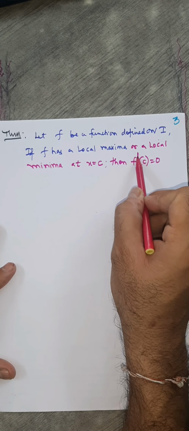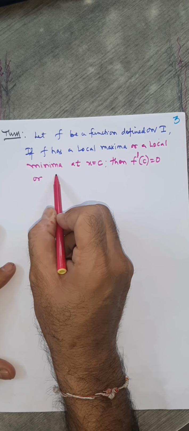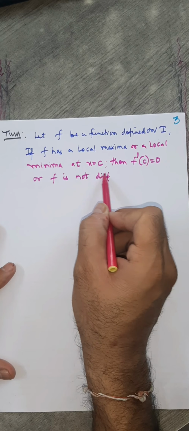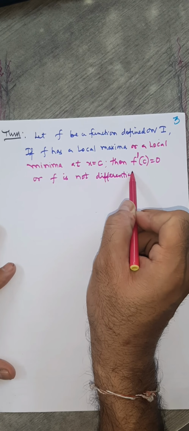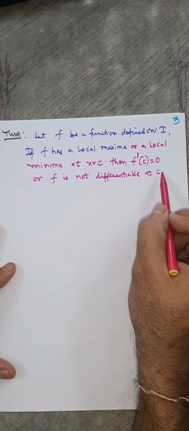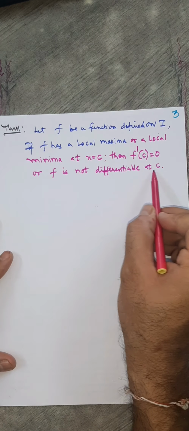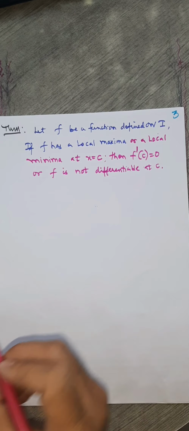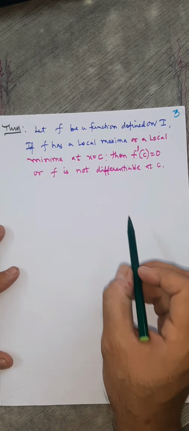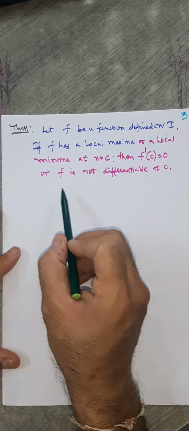either f dash c must be 0, as I explained, at that point the derivative must be 0, or the second conclusion, f is not differentiable at c. Not differentiable means, do you remember? It must have a corner at that place. In the graph of the modulus function, at 0 the function is not differentiable, if you remember. But it can have a local maxima or minima. Right? So this is a very important theorem.